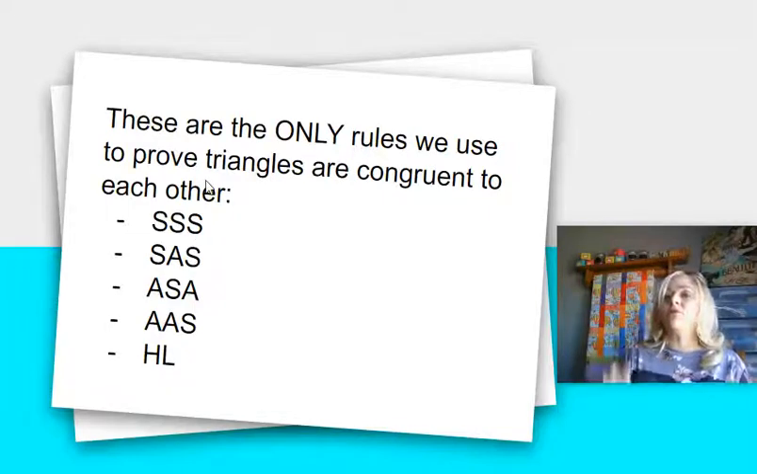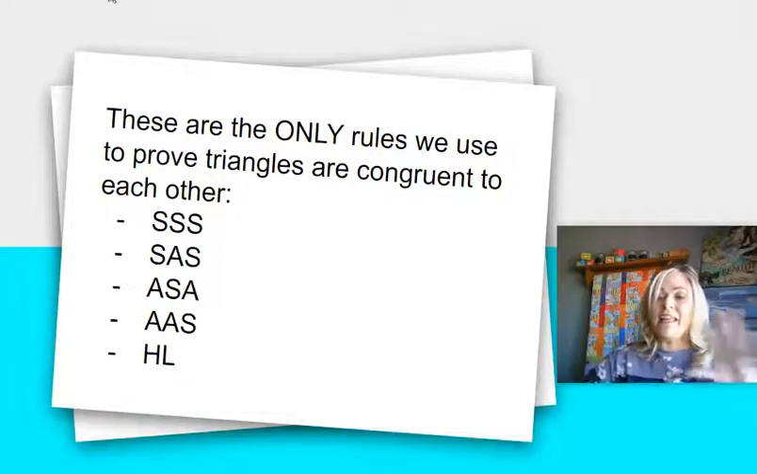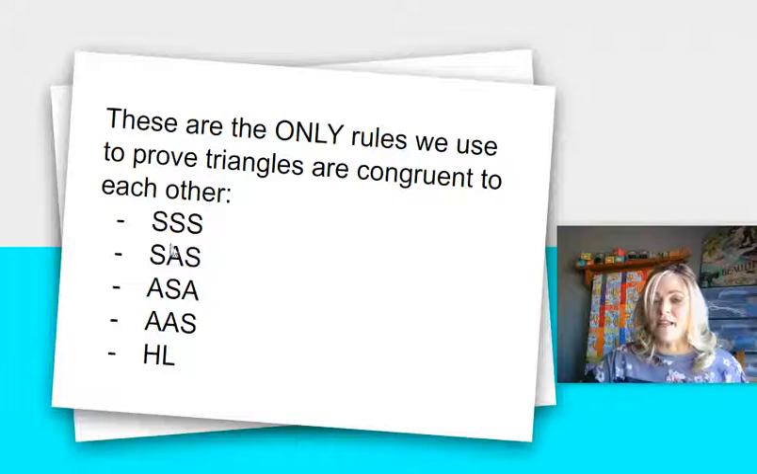If you are trying to prove triangles are congruent and any other thing works, like it's not one of these, then you have not proven that they are congruent. You have to use one of these 5 rules, or you have to prove that all the sides and all the angles are congruent, which is just an extensively long proof. So use these shortcuts. If there's any other version of these letters, it will not work.